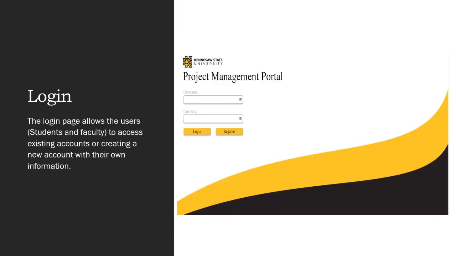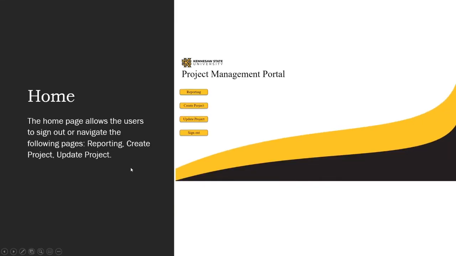So from this point on will be screen layouts of our website. This is the login page, which allows users to access the existing accounts or to create new accounts with their own information. The login and registration page look exactly the same, and they operate as a normal login and registration page. So upon successful login, you'll see this page here. This is our home page, which allows the users to sign out or navigate to the following pages: the reporting page, the create project page, and the update project page.